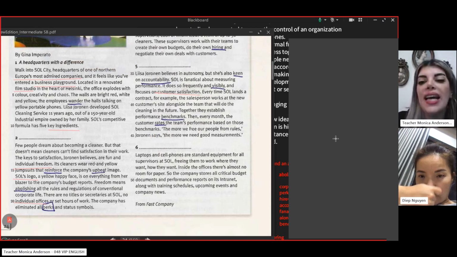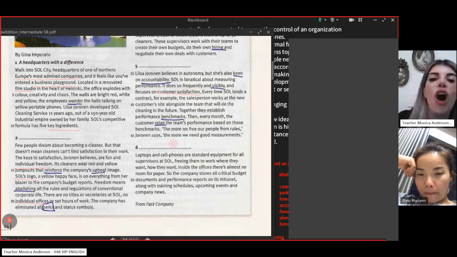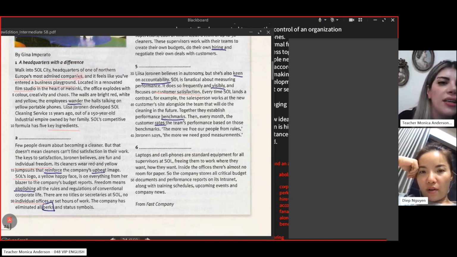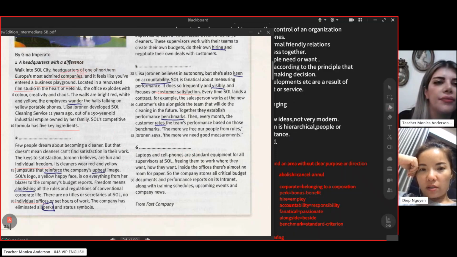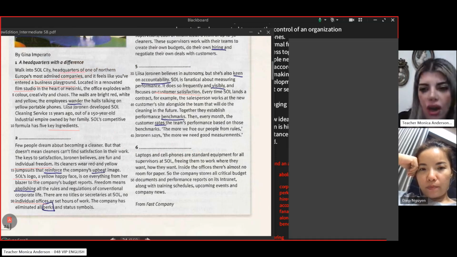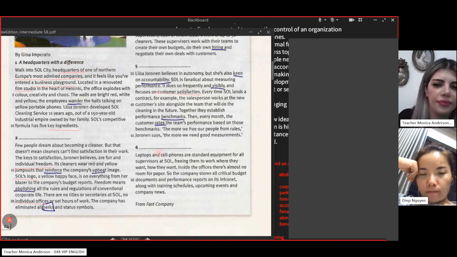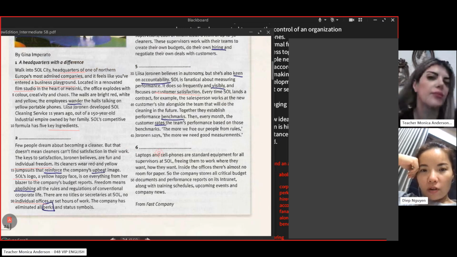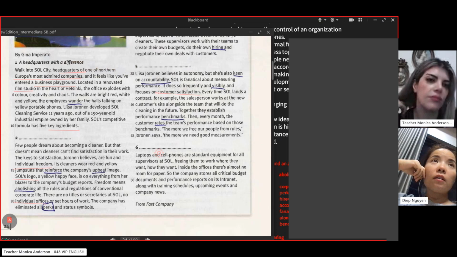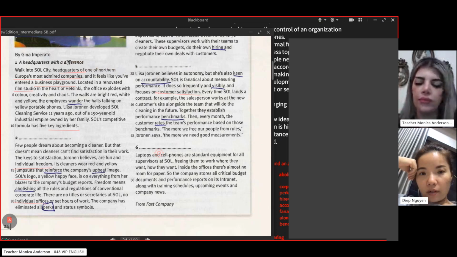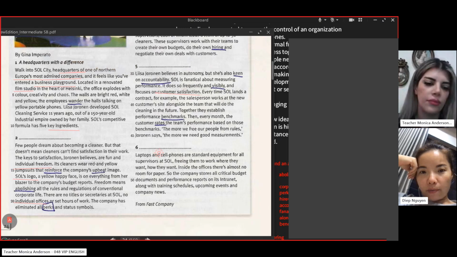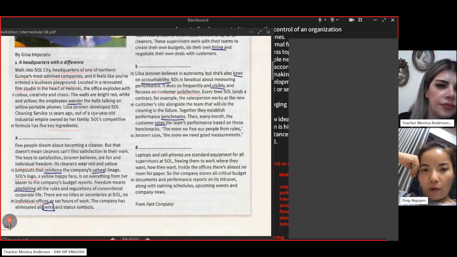Now, let's find some phrases with of. I know some phrases including of. Headquarters of. Very good. Out of. Out of. Off. Out of.